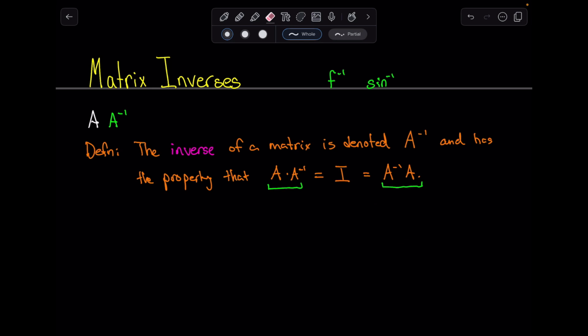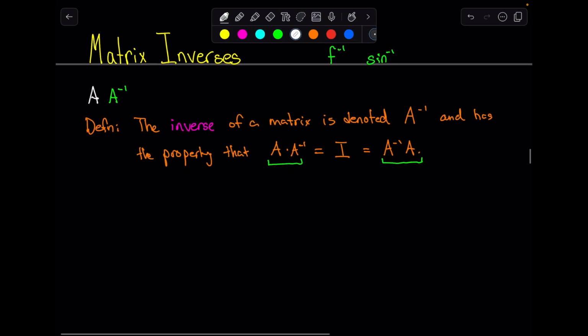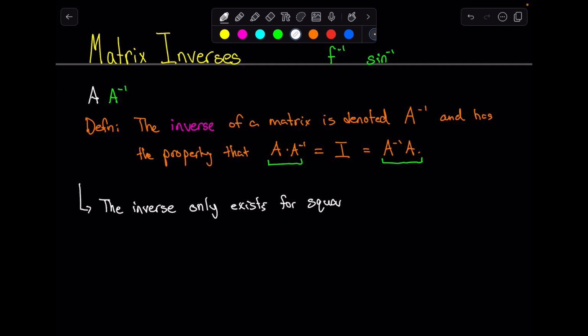And so to find the inverse, right, how do we do this? Well, there's a couple things that we're going to need. So the first thing is, right, there's a condition. And that condition is that the inverse only exists for square matrices. And what do we mean by that? So we mean by like n by n matrices.